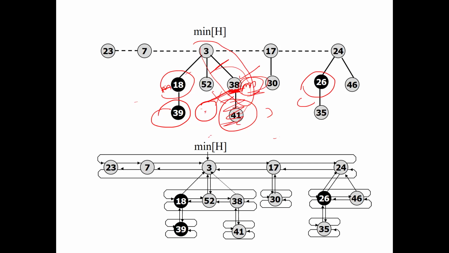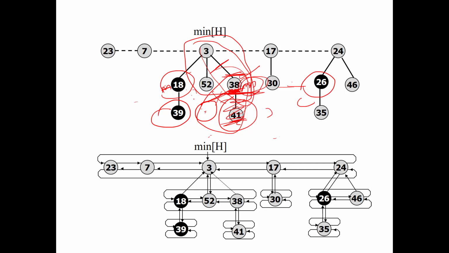So when it lost one child, you kept it marked. But when it loses the second child, now we cannot keep this node over here. We'll have to cut it from its parent. So the black shading, or the marked node, indicates that it recently lost a child, and still it was kept with its parent. That is, you did not remove it from the tree. You kept it as it is. 38, even though it was marked, stayed in this position all this time.